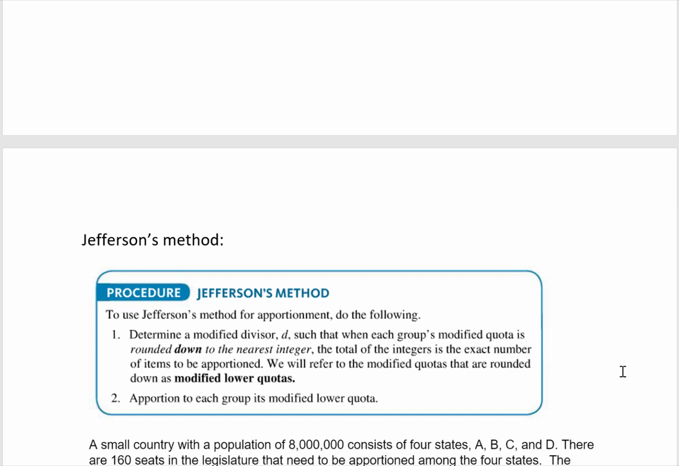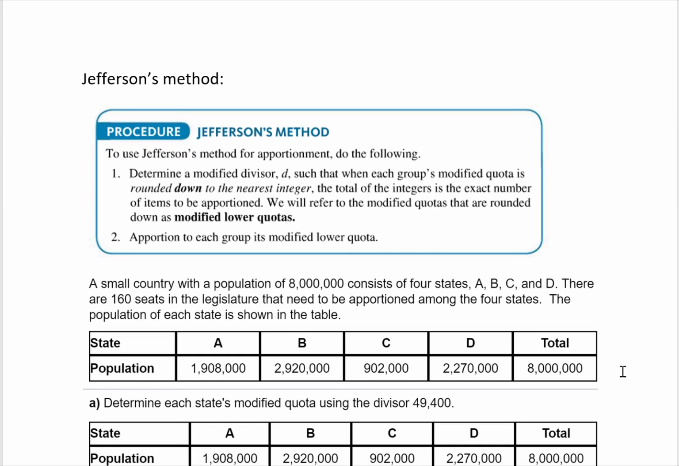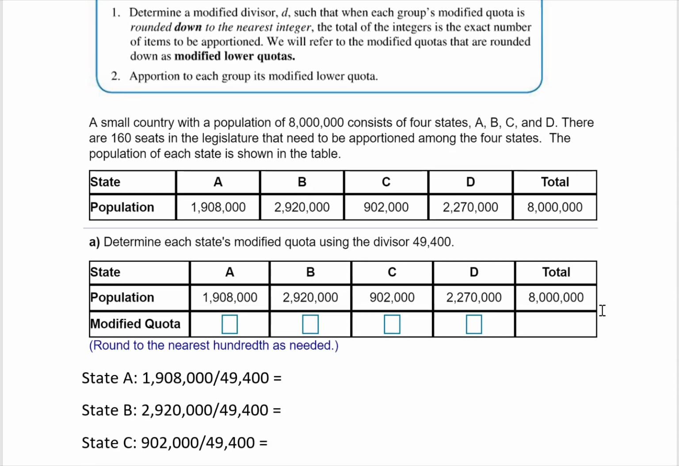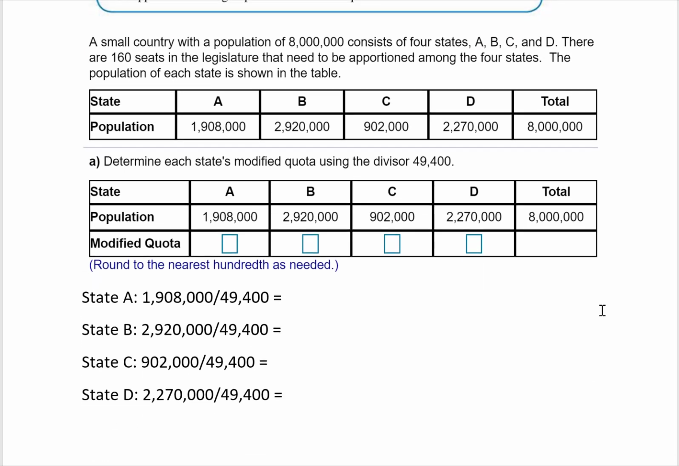The next problem is going to use Jefferson's method. A small county with a population of 8,000 consists of 4 states, A, B, C, and D. There are 160 seats in the legislature that need to be apportioned among the 4 states. The population of each state is shown below. Determine each state's modified quota by using the divisor 49,400. So again, for each of the states, you're going to take the population and divide by that modified divisor that was given to you, 49,400.